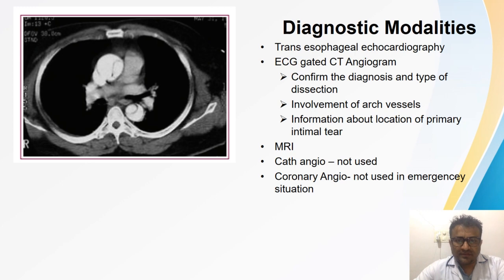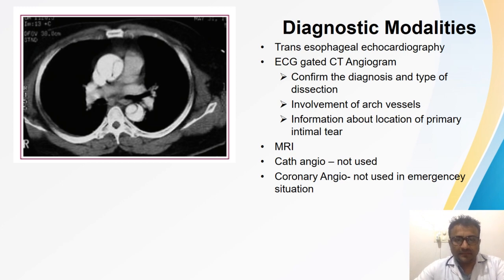Transesophageal echocardiography is very easy and, to a very large extent, diagnoses the aortic dissection. It is very quick and easily available in the emergency room to diagnose the aortic dissection. It can determine the severity of aortic regurgitation, valve morphology, and cardiac tamponade.